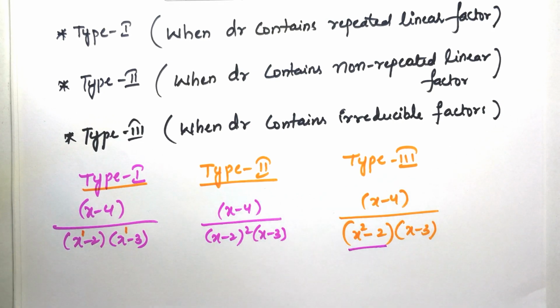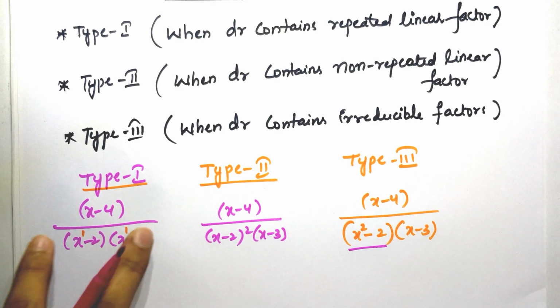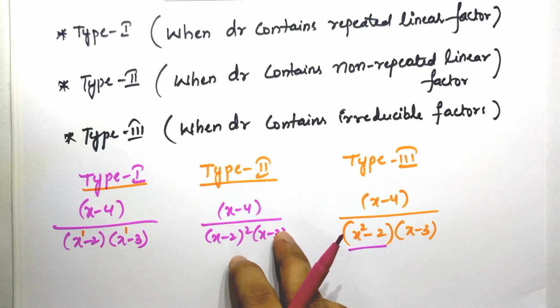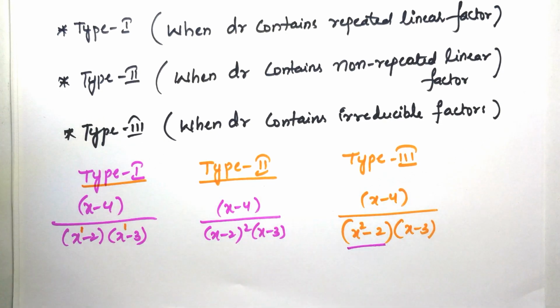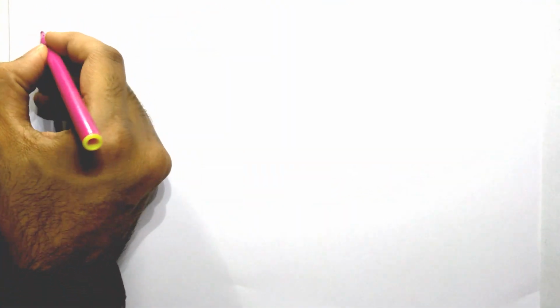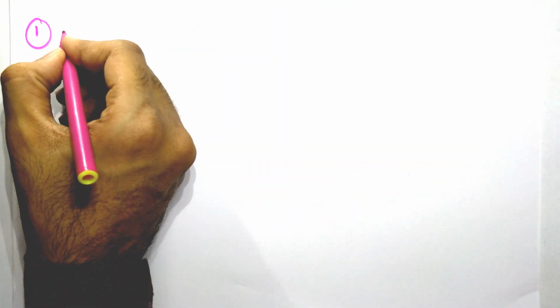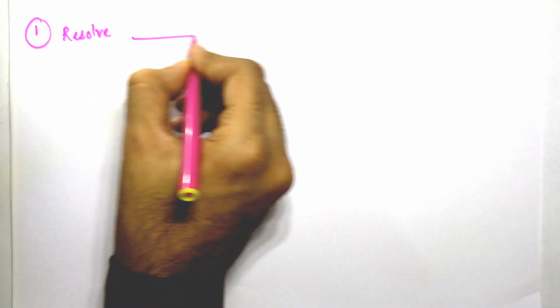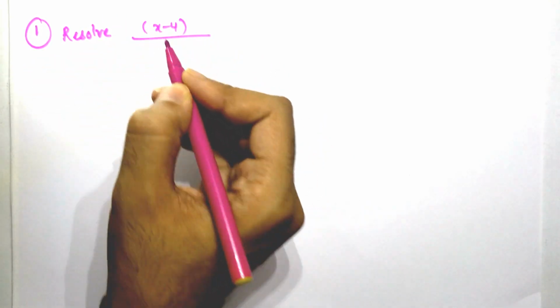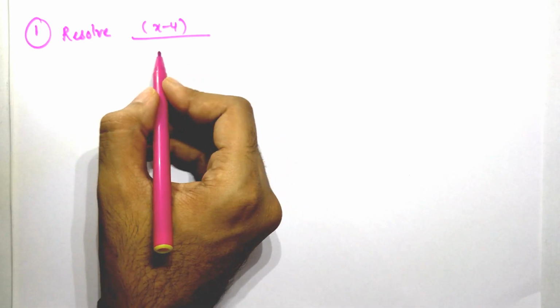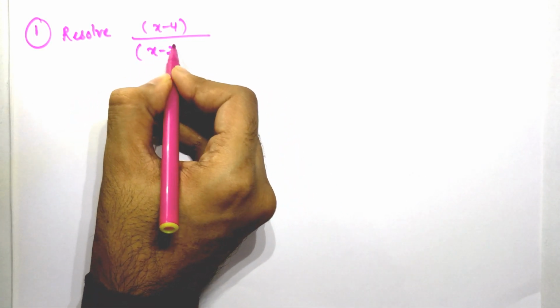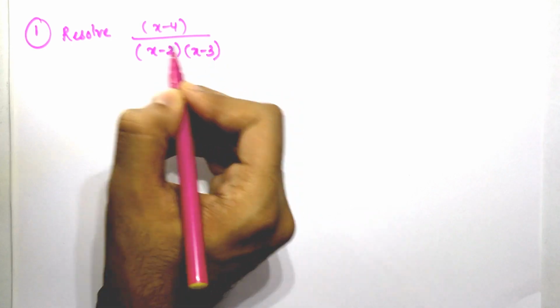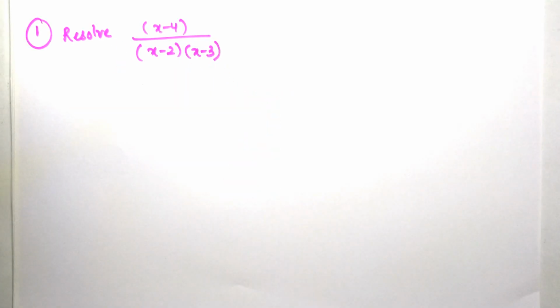So now we'll solve problems on type 1. First, I'll show you the standard method for solving this, and then we'll go for the shortcut method. Right, so the first question is: resolve (x minus 4) by (x minus 2) into (x minus 3). The question is to resolve into partial fractions.